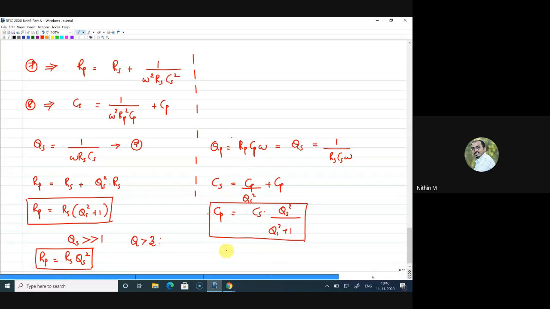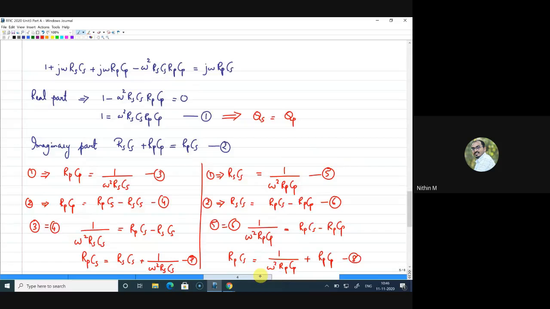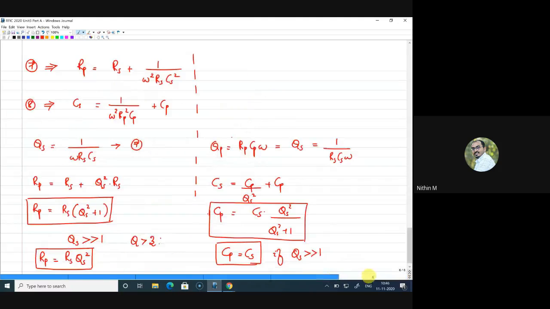Similarly, here also you can make the assumption that 1 can be neglected if your Q is large, and in that case CP is actually equal to CS. Now this is true only when QS is large compared to 1, right? So we have come to a conclusion here: we started with series to parallel conversion and arrived at the relation between the series and parallel resistance elements and the series and parallel capacitance elements.